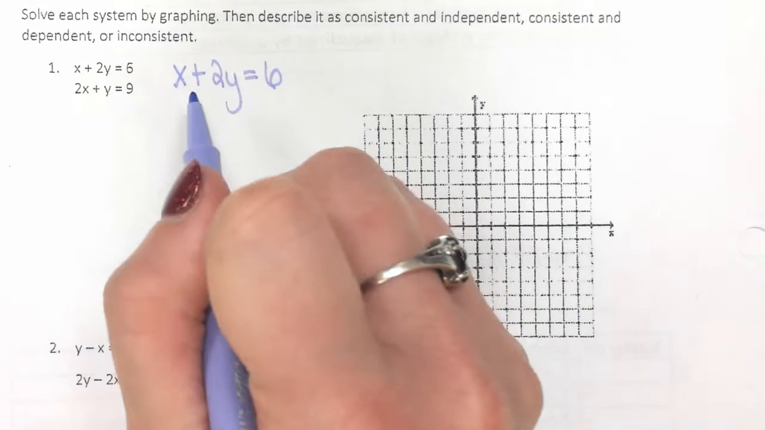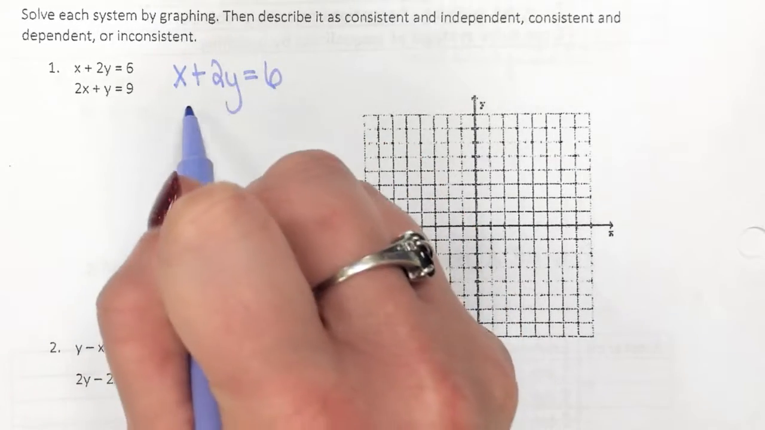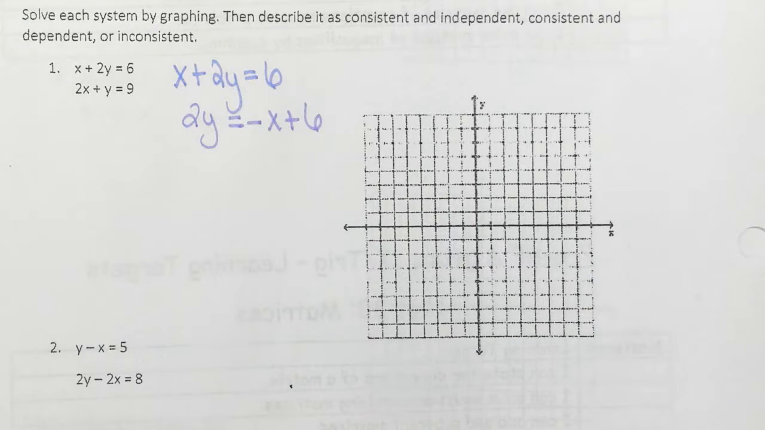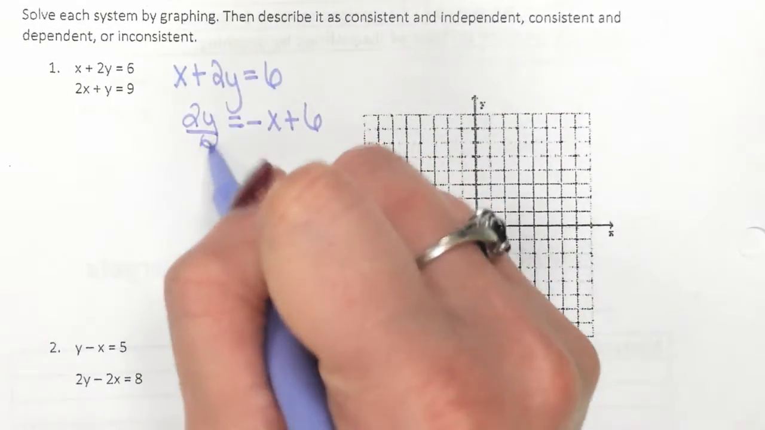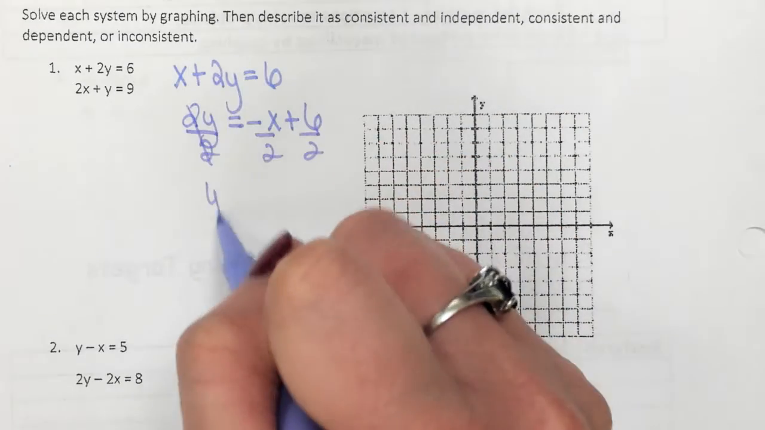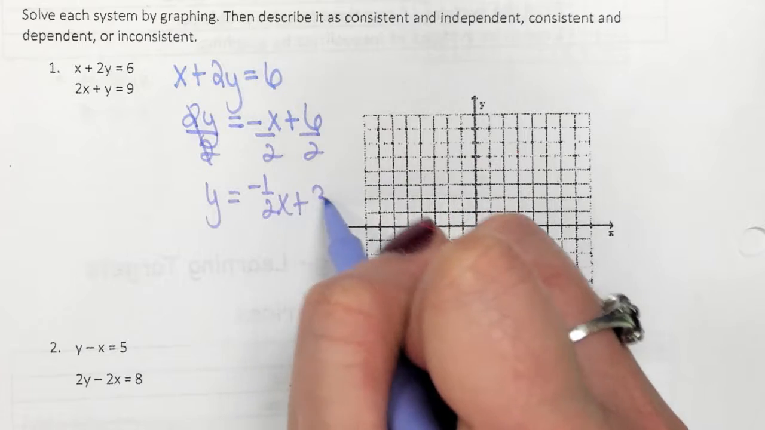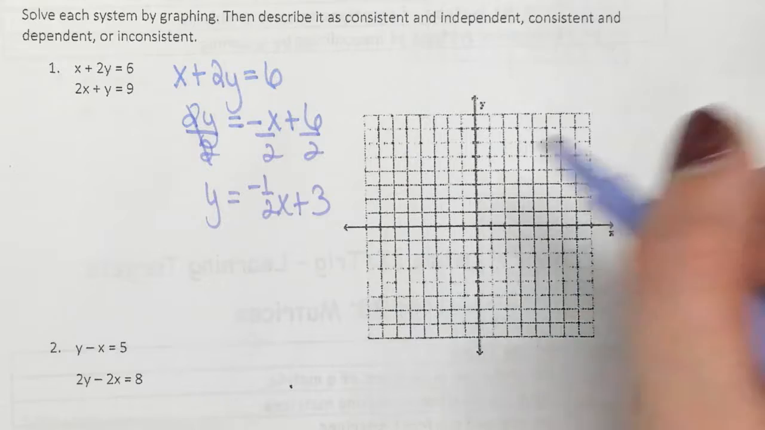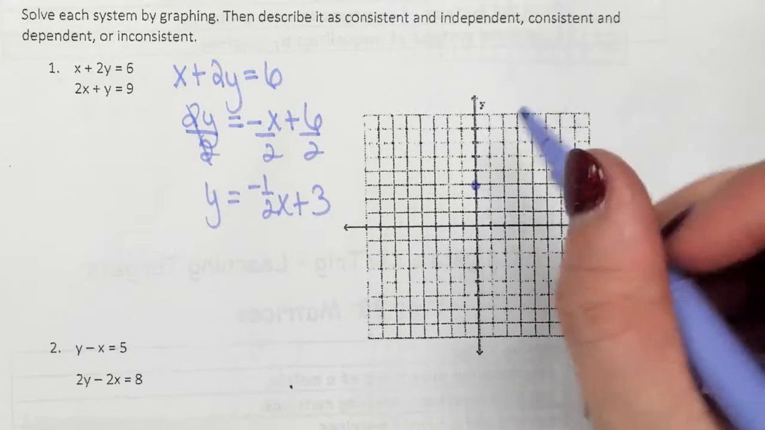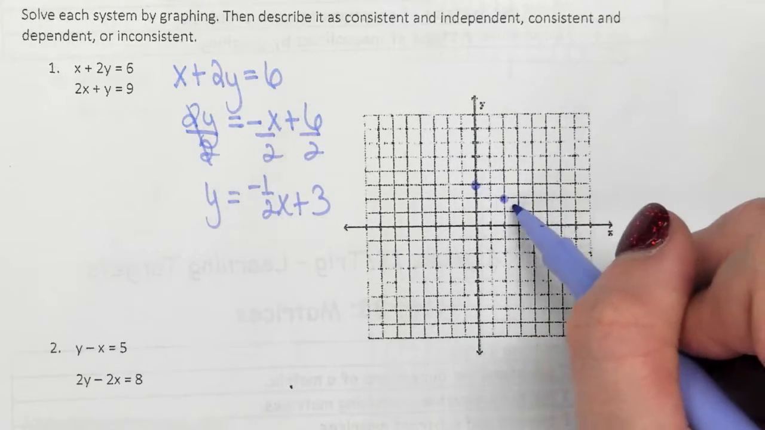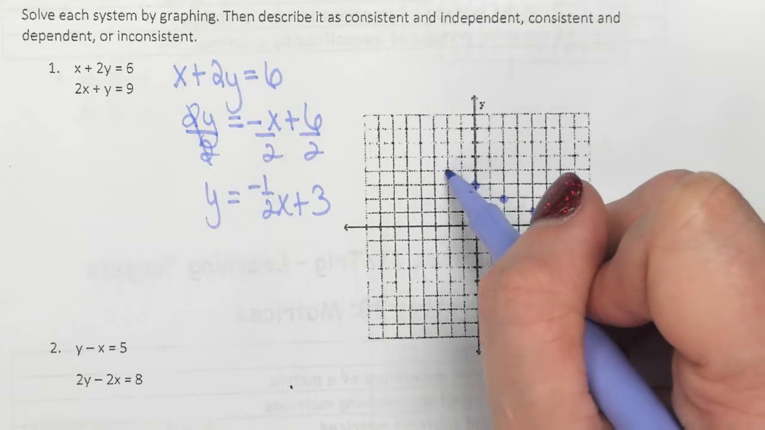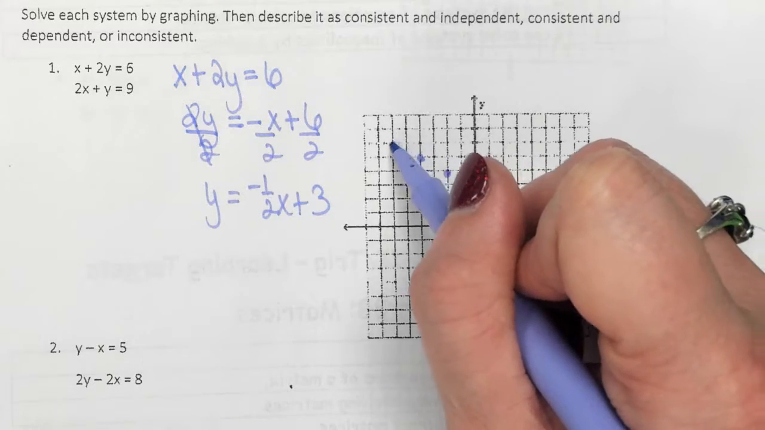Alright, so we would solve for y by subtracting the x. So we would have 2y is equal to negative x plus 6, and then we would divide by 2 for each one. Perfect. Then we're going to graph it. We're going to go down 1 and right 2. Now look, you want to go as big as you possibly can so you can make sure you see where they graph.